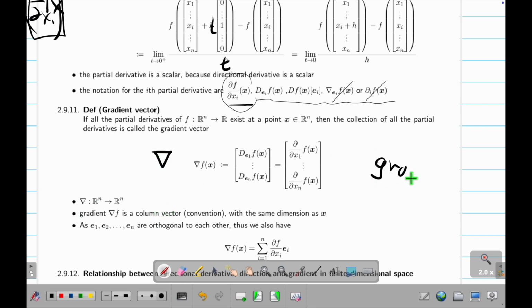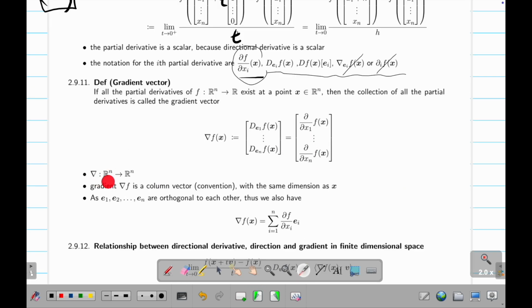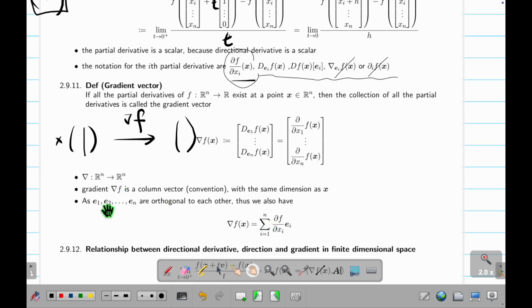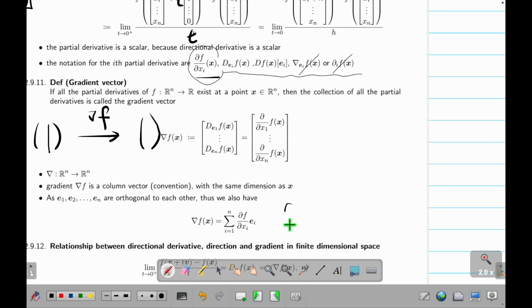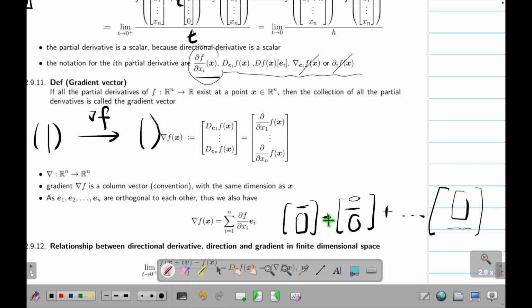Some people want to make it absolutely clear and spell the whole word grad. That's also okay. But I write this simple. Then this is now Rn to Rn, because I have a vector input, x is a vector, and I do this process, and I have another vector. So this is different from the directional derivative. And because these e1, e2, e3, whatever, are orthogonal to each other, I can also write it in this form, right? So this is like the directional derivative on the first thing, and all the rest are 0, plus the directional derivative on the second thing, and the rest are 0, and so on, and then the directional derivative on the last thing, and the rest are 0. And this is because e1, e2 are orthogonal to each other, okay?